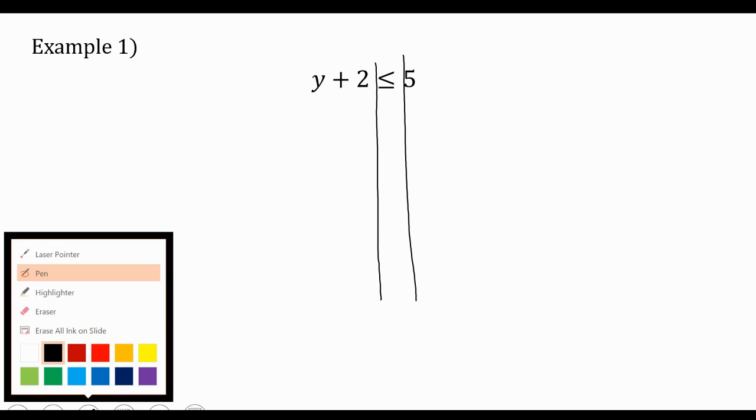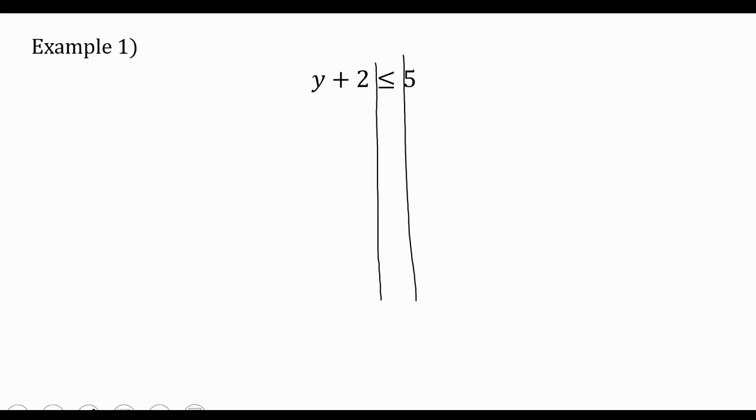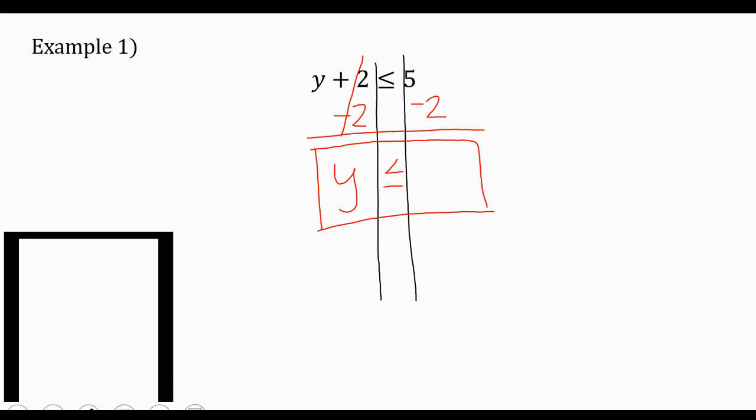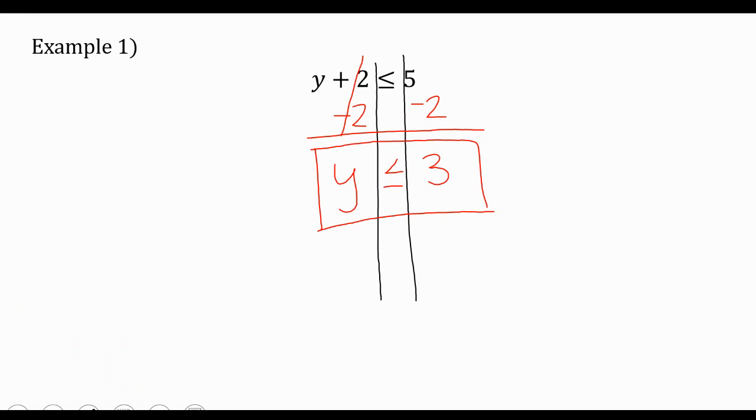and solve it exactly as if you were solving a regular one-step equation. So hopefully you notice we would subtract 2 on both sides. That cancels, so we're left with y. We did not multiply or divide by a negative number, so we're going to keep that sign the same. So we have y is less than or equal to, oh, what am I talking about? It's not -2. 5 minus 2 is 3. Sorry about that. So y is less than or equal to 3.